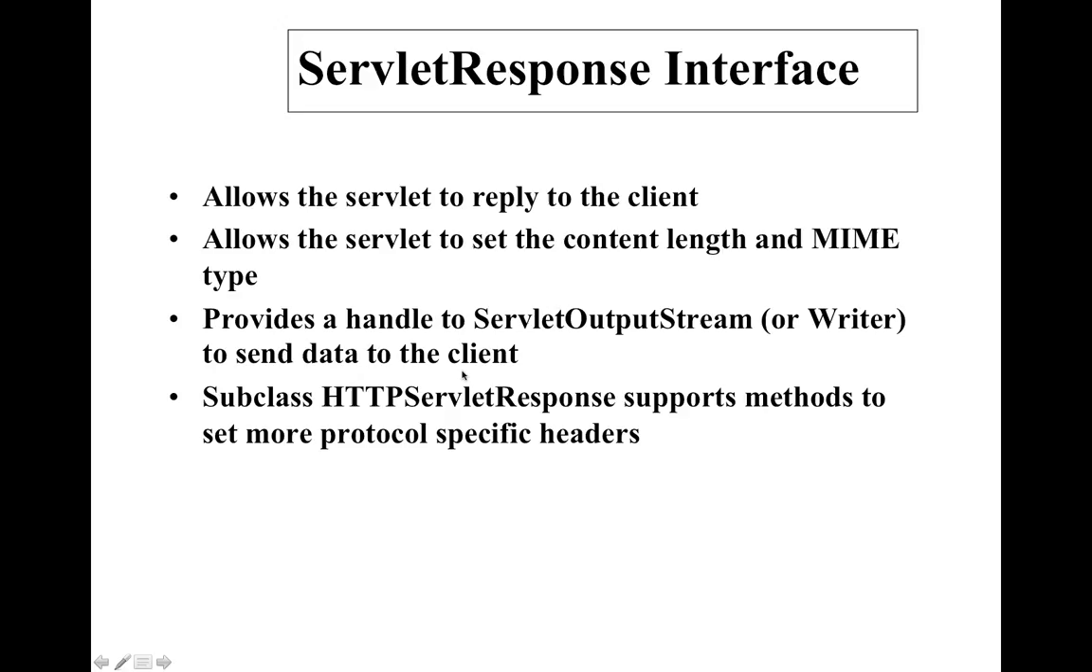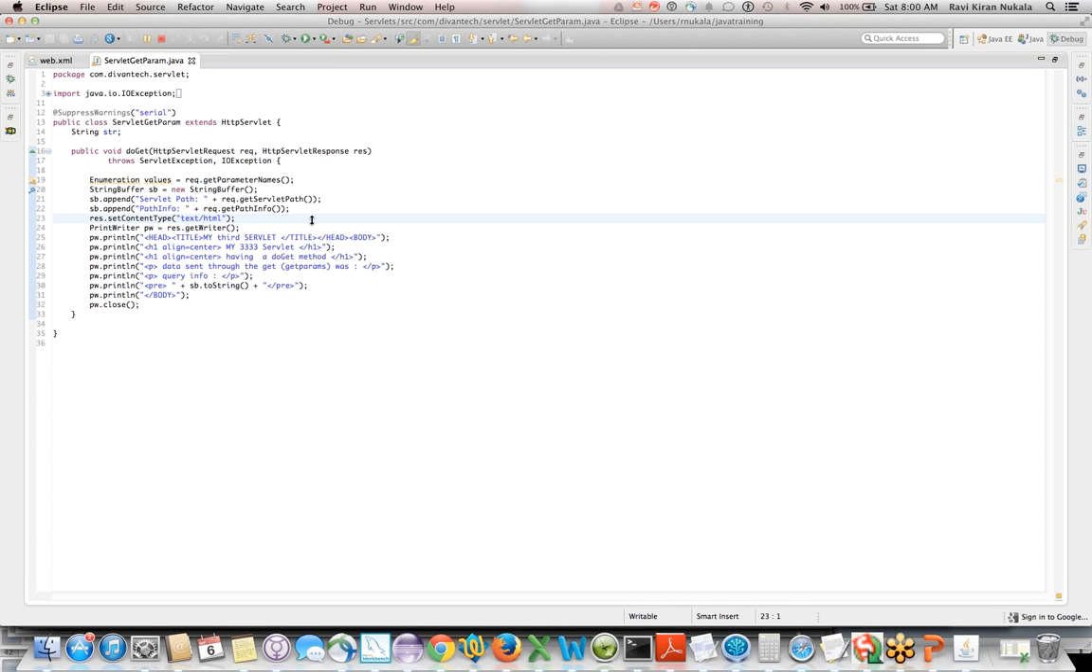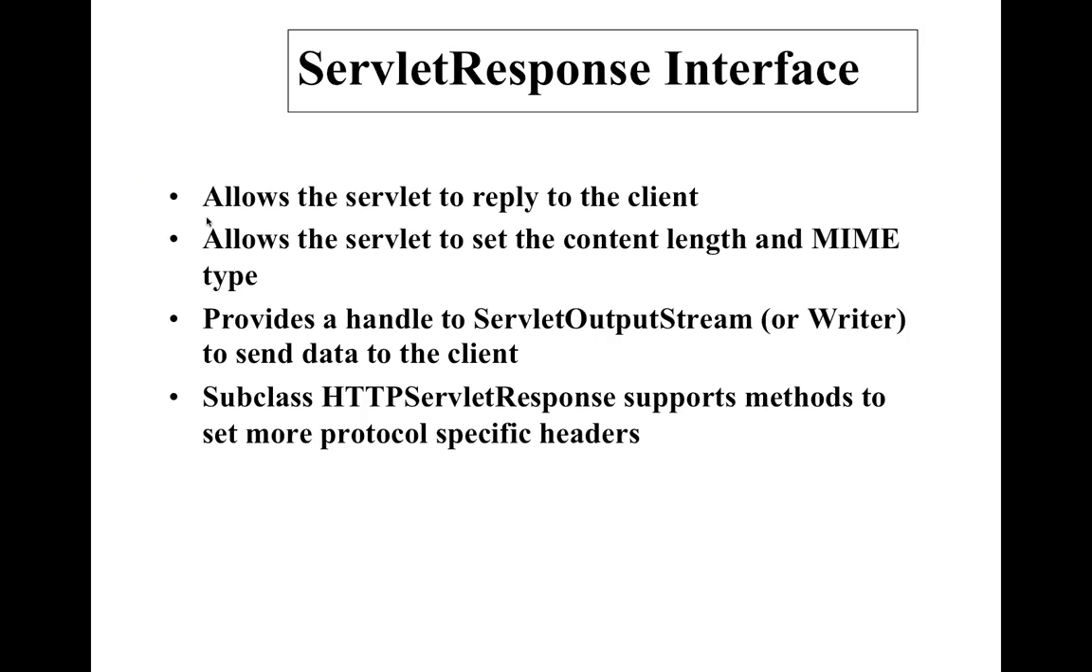Servlet response allows the servlet to reply to the client, and allows the servlet to set the content length and MIME type. That means whether it's HTML, like we are setting the content type in all our things, right? Text or HTML, text or PDF, all this. HTML, PDF, or image, all that stuff is a MIME type, okay? Standard types in HTML. And then it provides a handle to the servlet output stream to send the data to the client. That's the duty of servlet response.